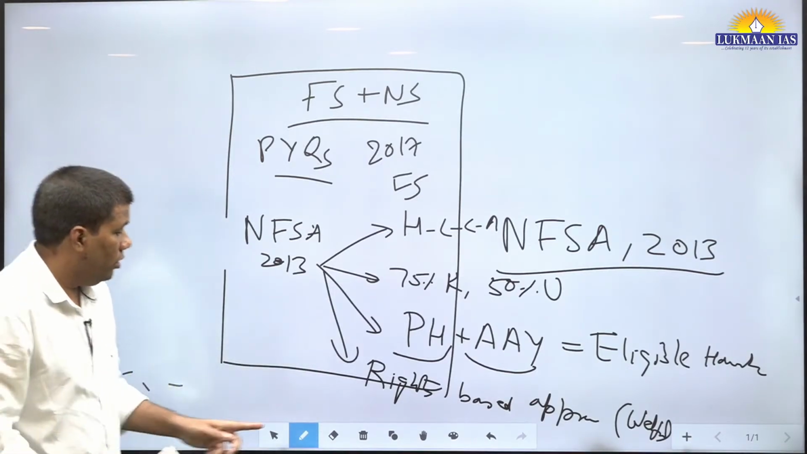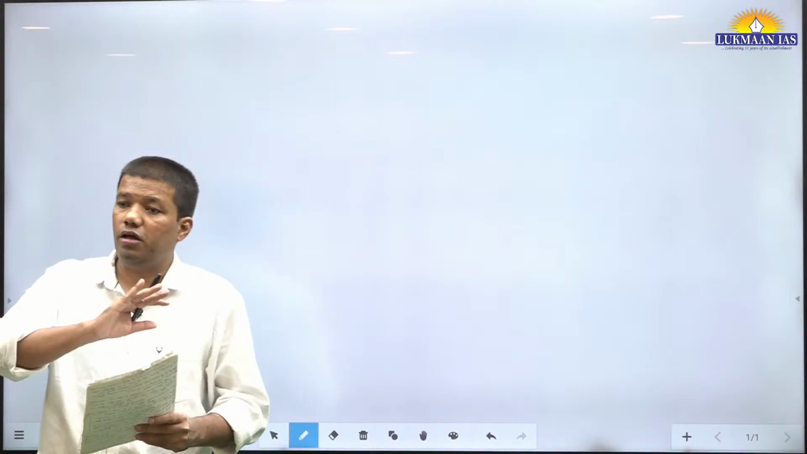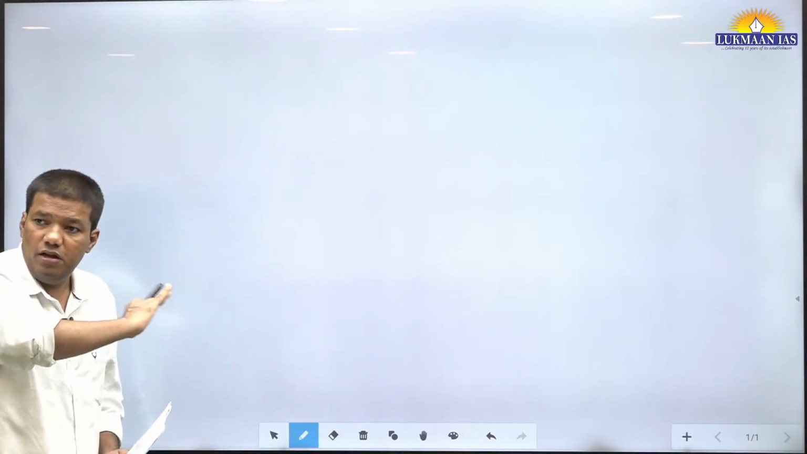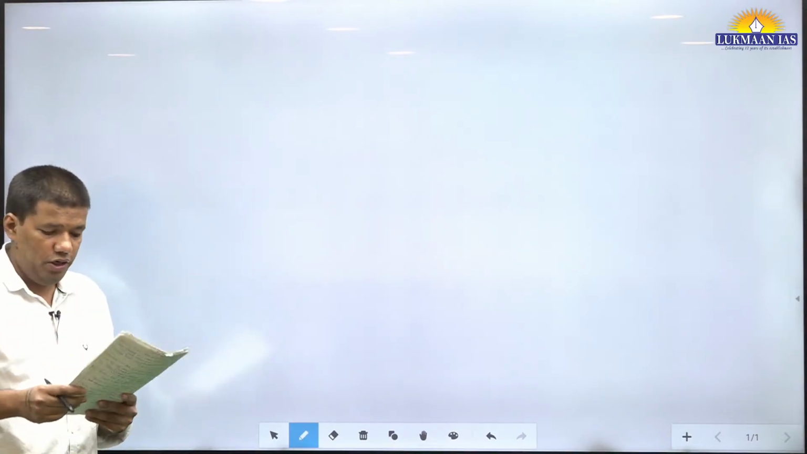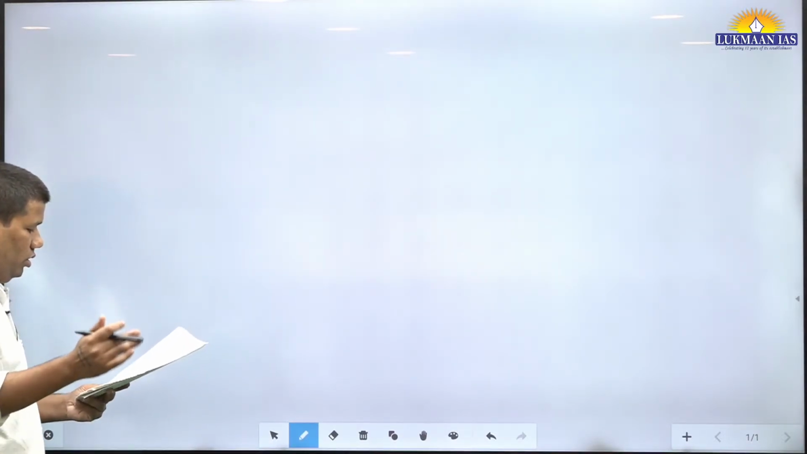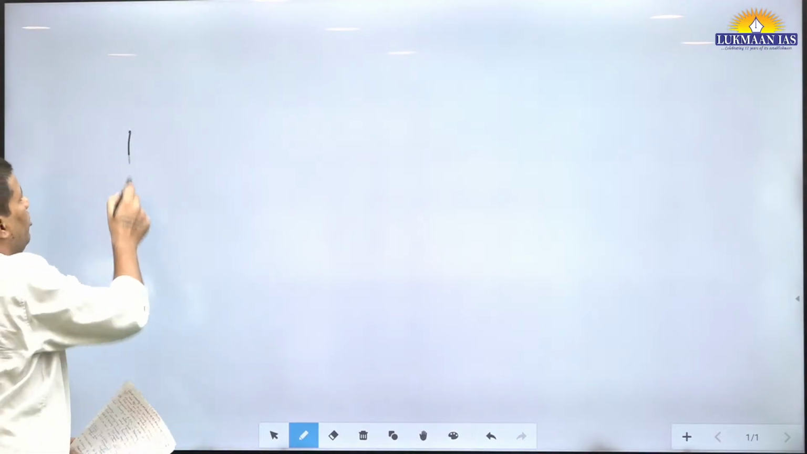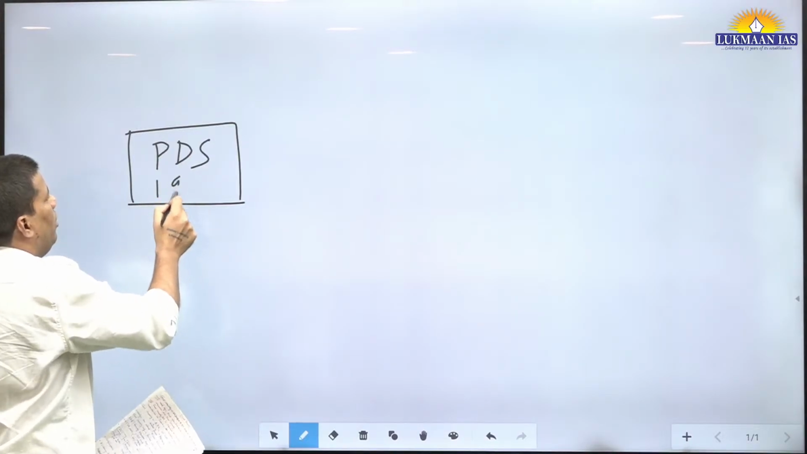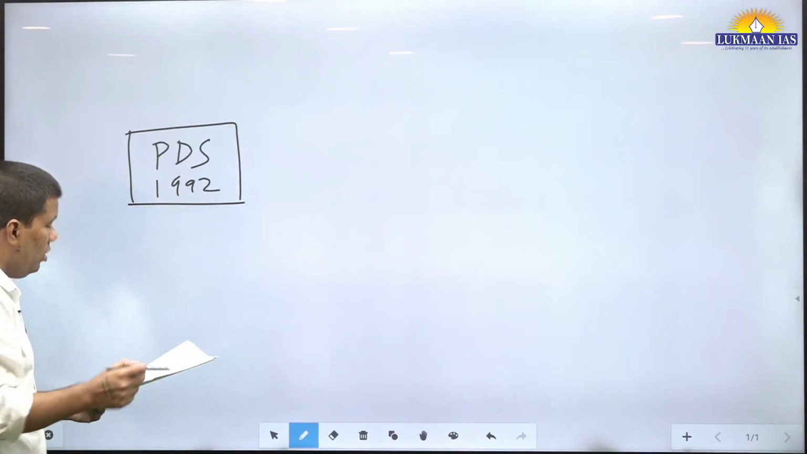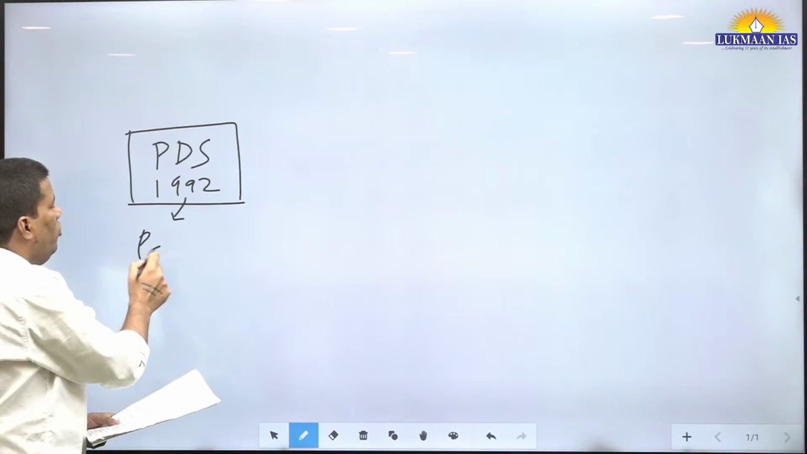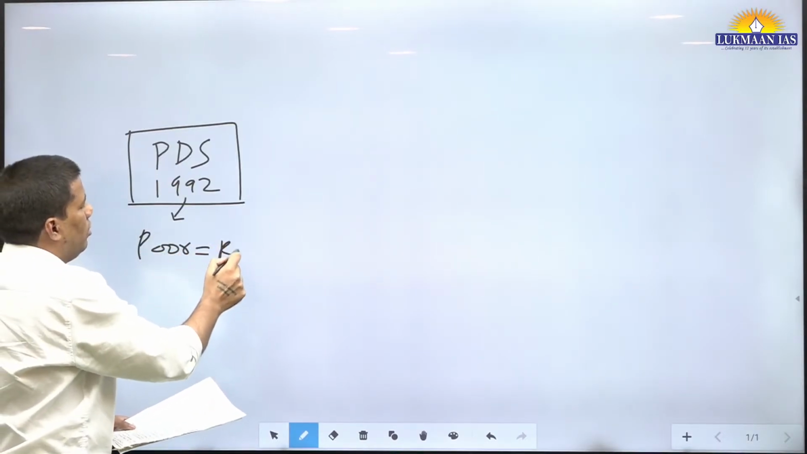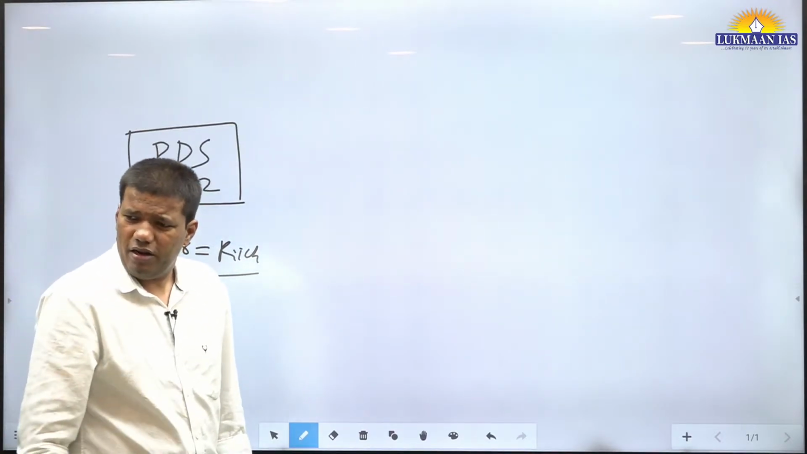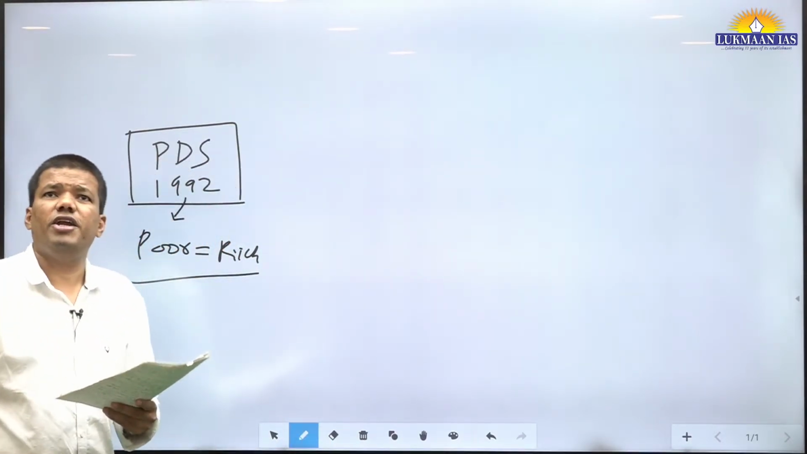Now, I'm just drawing the big picture of what happened in India in the last 50 years regarding food grain distribution. Try to put this somewhere in your mains answer sheet. You can make this diagram. This was PDS in 1992. Here, poor was equal to rich. This means this was for everyone. Anyone could take the grain, right? This was the condition in 1992.